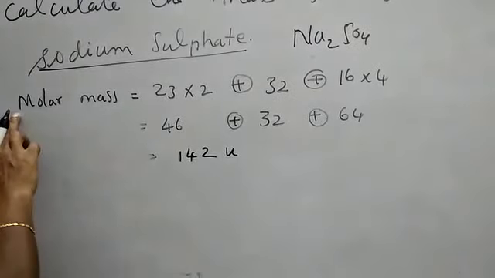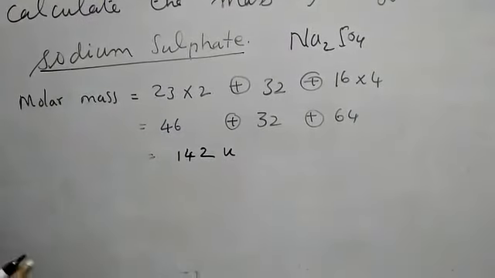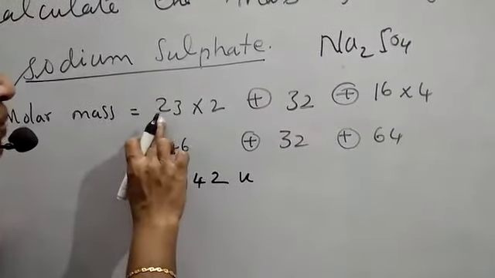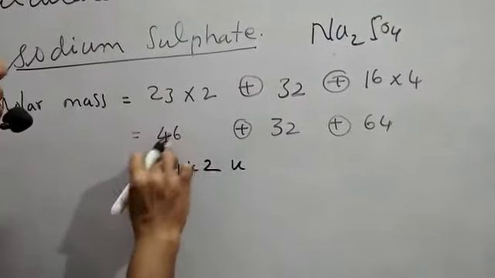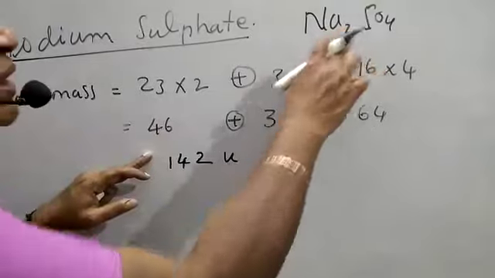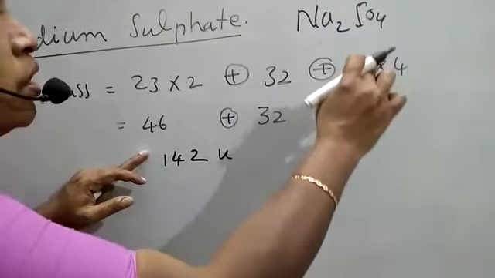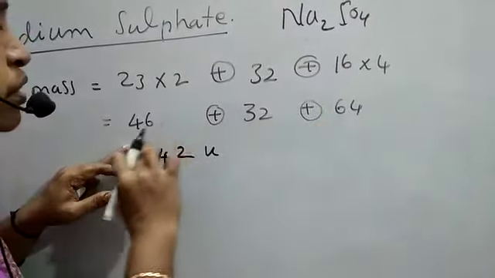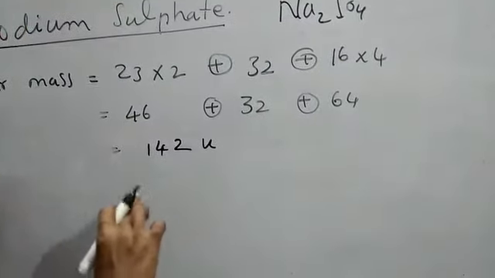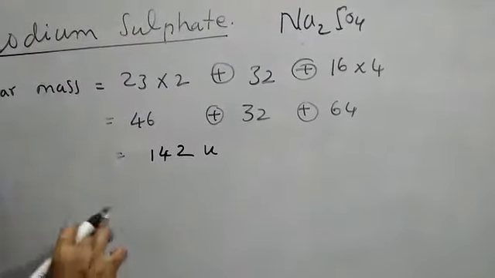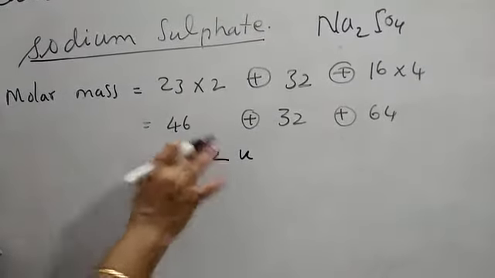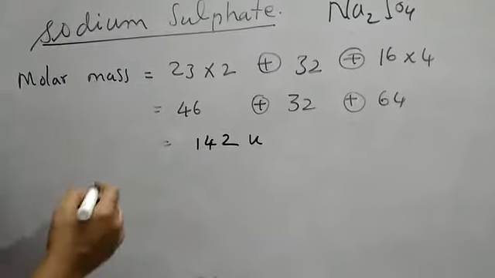Okay. Now first your work is to calculate the molar mass for sodium sulfate. Atomic mass of sodium is 23, into 2 it is your 46. Again 1 sulfur is 32, oxygen, atomic mass of oxygen is 16 into 4, you are getting 64. So now on adding this one, you are getting 142 is the molar mass of your sodium sulfate in the unified mass. Now you have to calculate one by one.